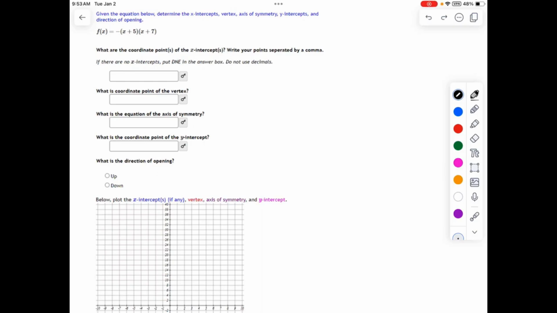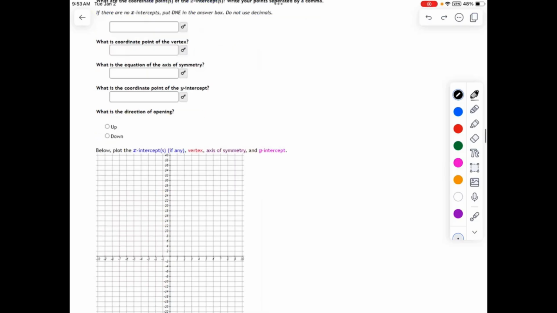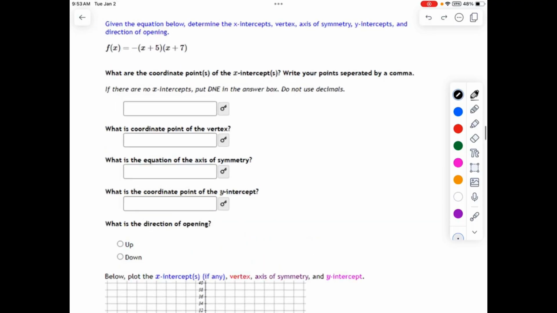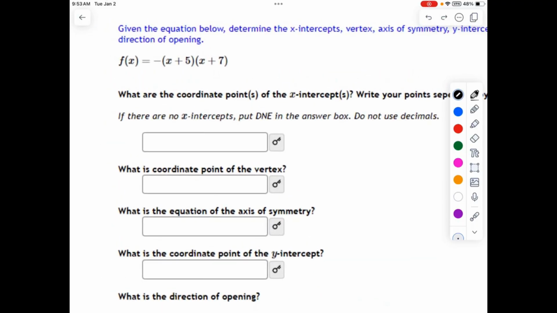Hello and welcome. Given the equation, find all the information, then plot it. Alright, let's go right into it. First off, we have x-intercepts.